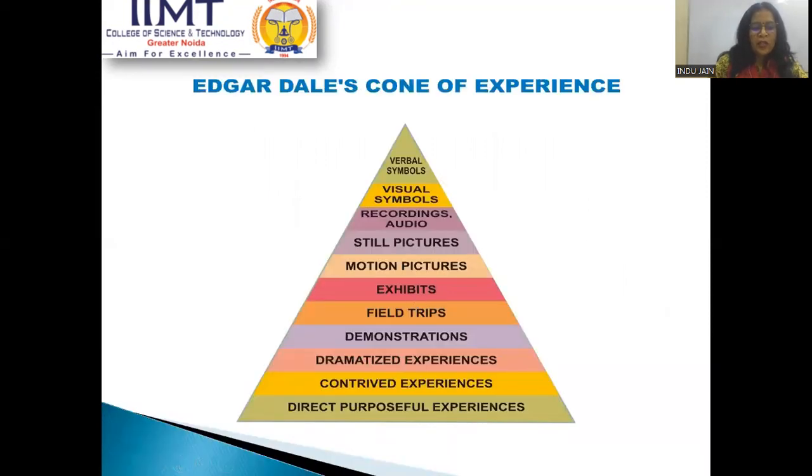Here you can see this Edgar Dale cone of experience on your screen. This cone is just like a pyramid composed of 11 stages, from the concrete, direct and purposeful experience at the base towards the abstract, which is at the top and is represented by the verbal symbols.